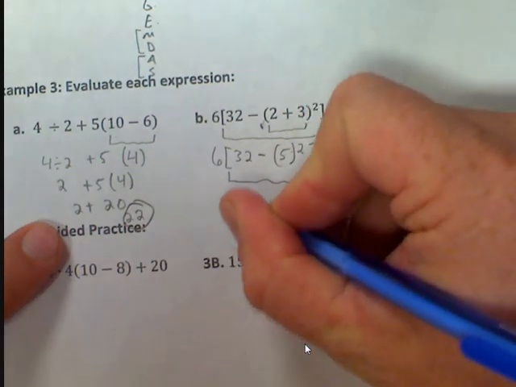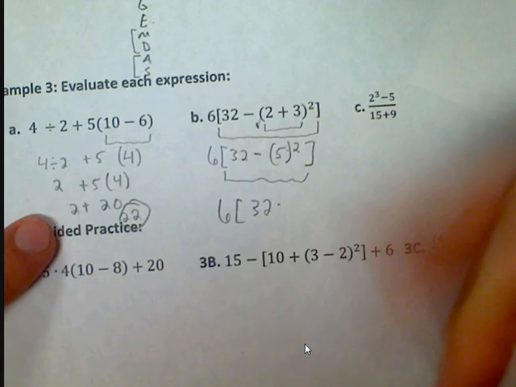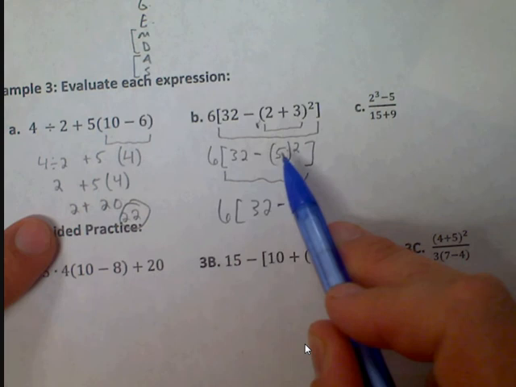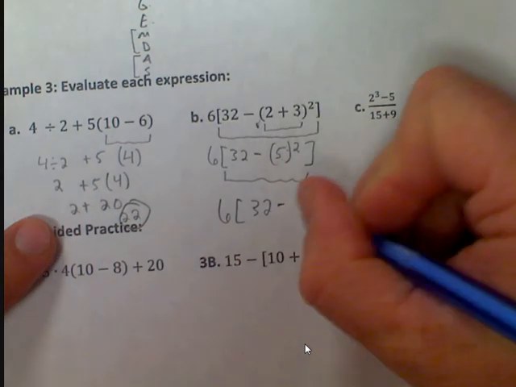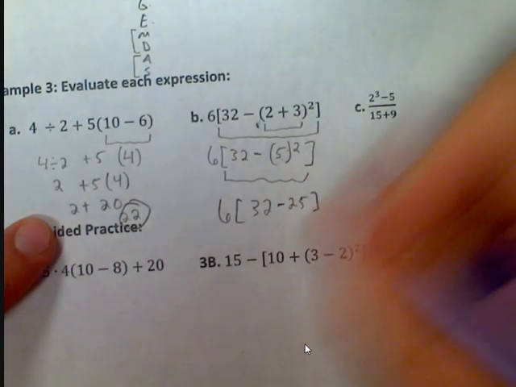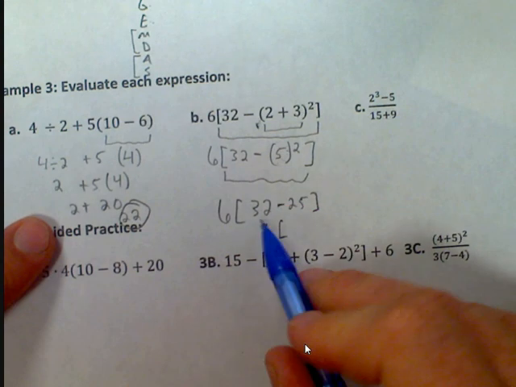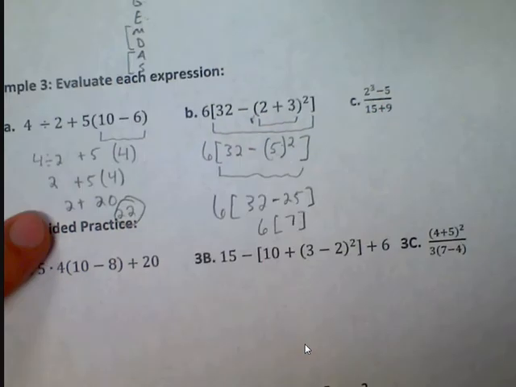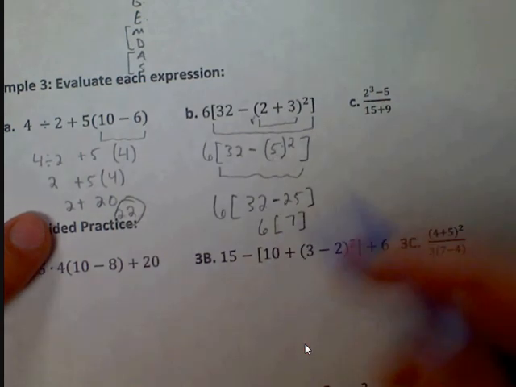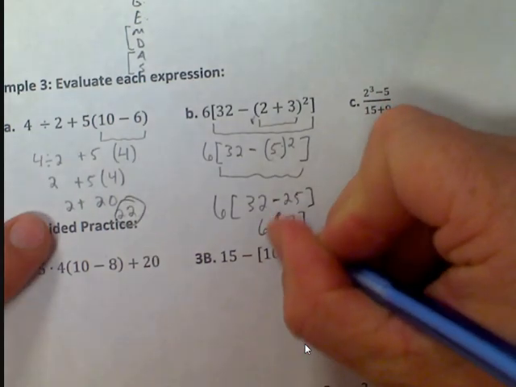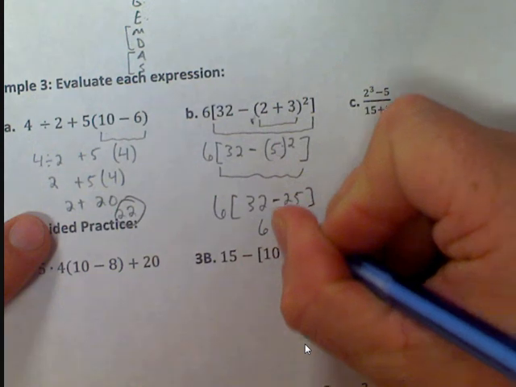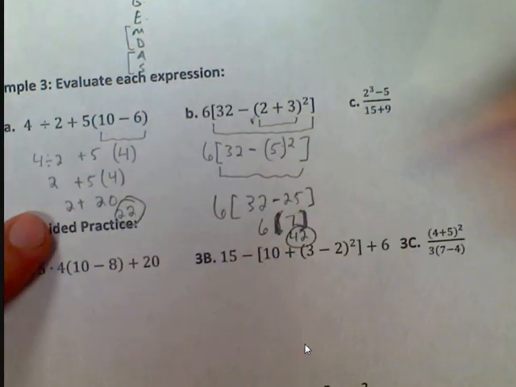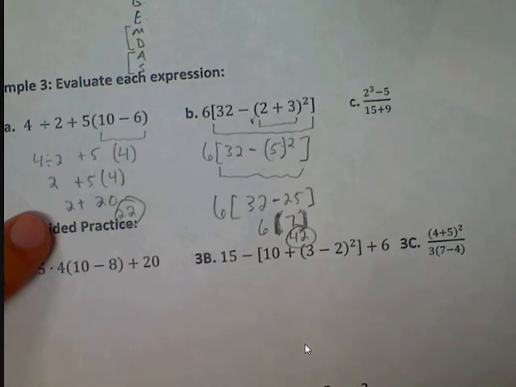6 bracket 32 minus, so 5 squared is literally 5 times 5, which is 25. 6 bracket 32 minus 25 is 7. 6 bracket, so now this is really a parenthesis because brackets and parentheses are the same thing. 6 times 7, 42. Letter C.